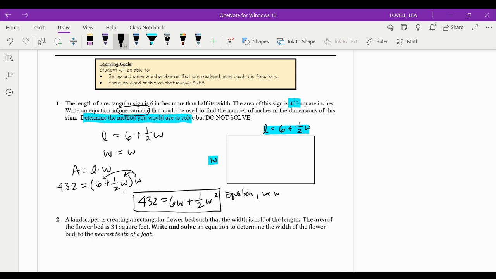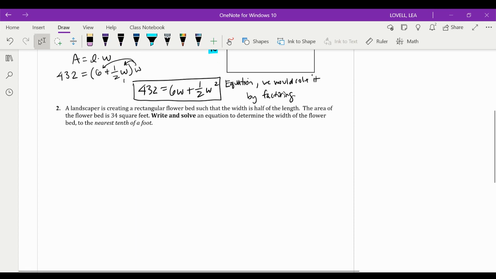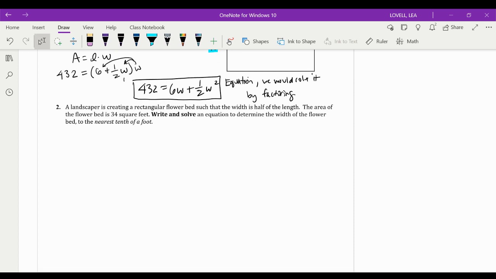And we would solve it by factoring. Now in problem number 2, it says a landscaper is creating a rectangular flower bed such that the width is half the length. The area of the flower bed is 34 square feet. Write and solve an equation to determine the width of the flower bed to the nearest tenth of a foot.